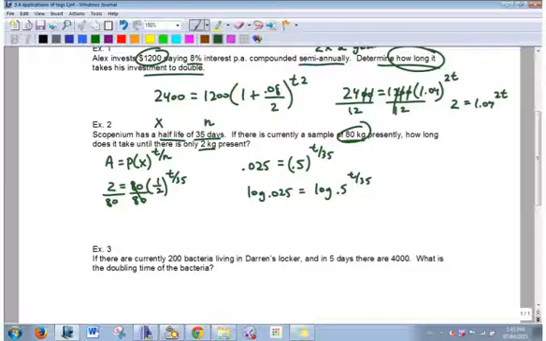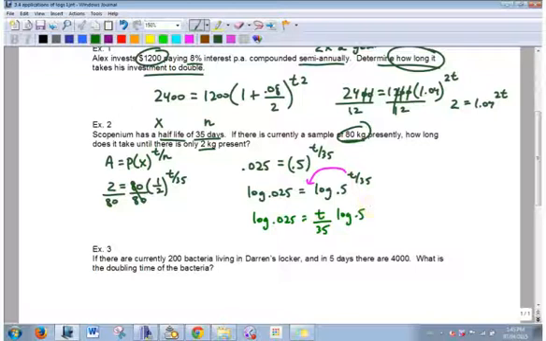The reason is now that exponent isn't an exponent, right? Take that guy, I can chuck it down there. So log of 0.025 is t over 35 times log of 0.5, and solve that thing for t.